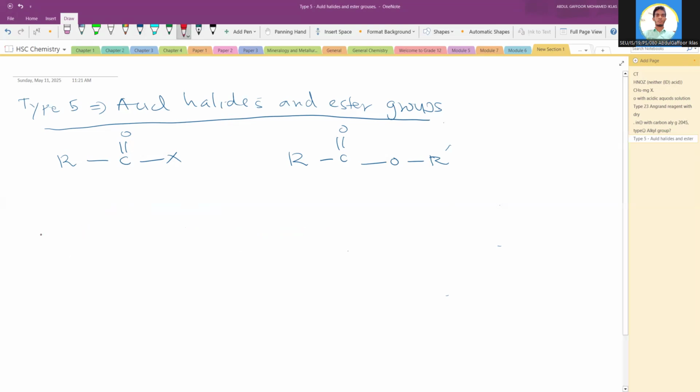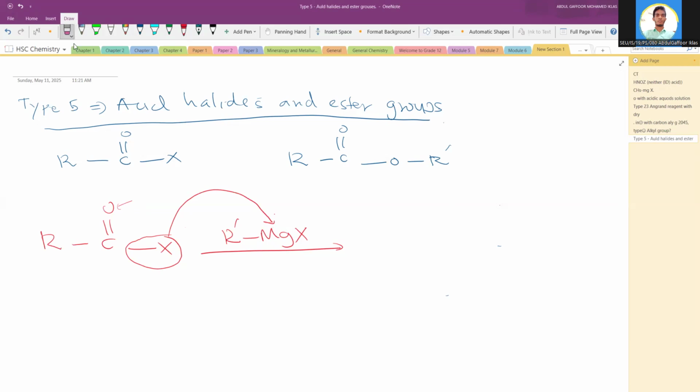Let's say we have R C double bond O X and we put R dash Mg X. Now this X will come and join with this MgX to produce MgX2, right? But around the carbon, we should have 4 bonds. Another MgX will come and join with this oxygen. So this is how the product will appear.